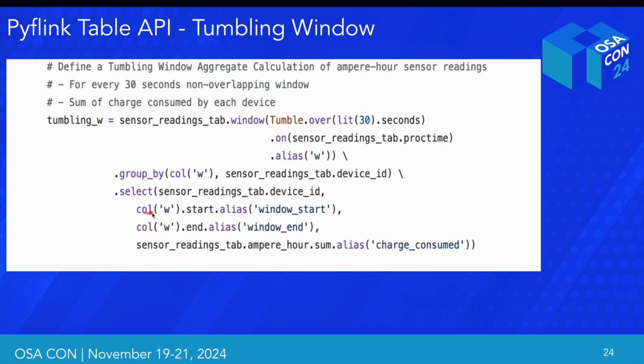So here we have defined the Tumbling window using a friendly Python fluent DSL notation. This aggregates the calculation of battery charge consumed, which is the ampere hour sensor reading. So we want to tumble over every 30 seconds, which means applying the aggregation of summing the ampere hour or the battery charge consumed value, and then group by device ID, and then insert everything into a new Flink dynamic table, which would be a sink, which could be mirrored as a Kafka topic as well.